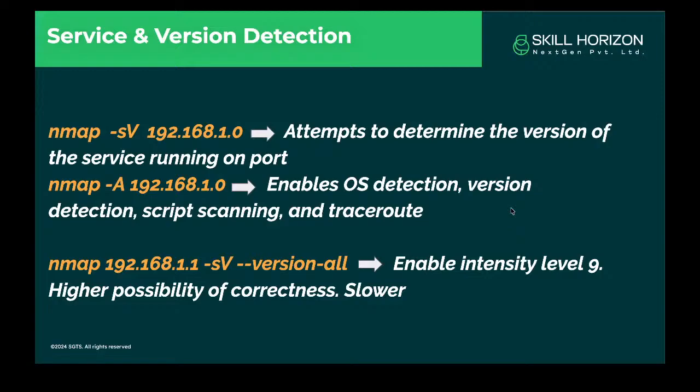When you perform the Nmap scan, Nmap uses a scanning intensity level from 0 to 9. The lower the intensity you use, the lower the chances of finding the correct result, but the scan will be very fast. But if you increase the intensity level, the chances of correctness will be high, but the scan will be slower. So we are using the option -sV --version-all to enable intensity level 9, so there is a higher possibility of correctness, and the scan will be slower, of course.